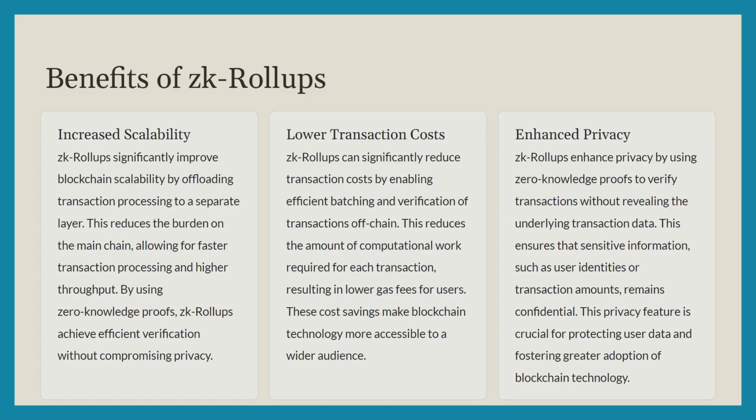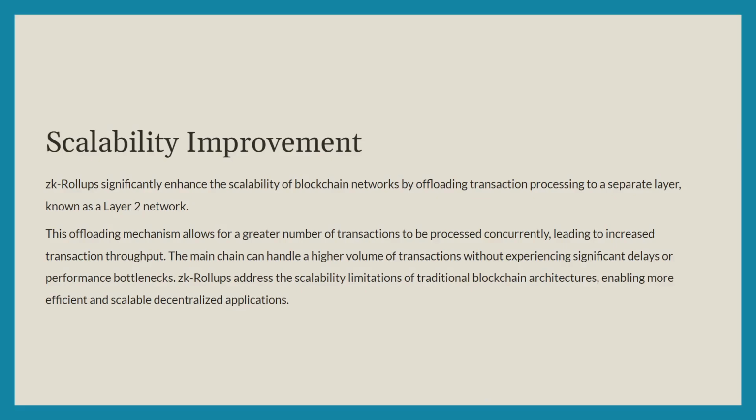Let's talk about enhanced privacy. ZK rollups enhance privacy by using zero knowledge proofs to verify transactions without revealing the underlying transaction data. This ensures that sensitive information such as user identities or transaction amounts remain confidential. This privacy feature is crucial for protecting user data and fostering greater adoption of blockchain technology.